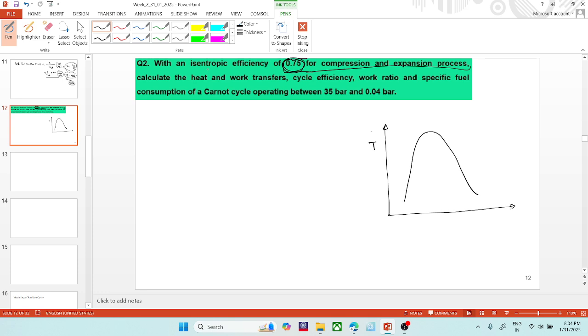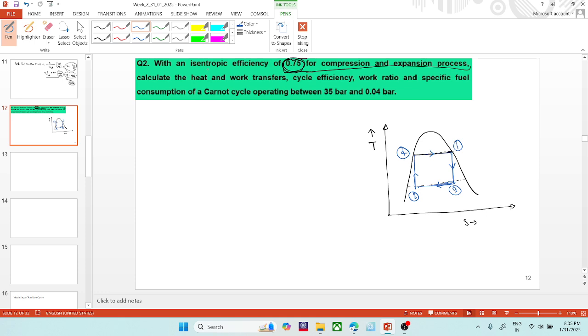Okay. This is T, this is S. These are two pressures, P1 and P2. Okay. And our processes. Okay, let me take another color pen. I will draw the original cycle first, which we have solved. Okay, so this is one, this is two, this is process three, this is process four.